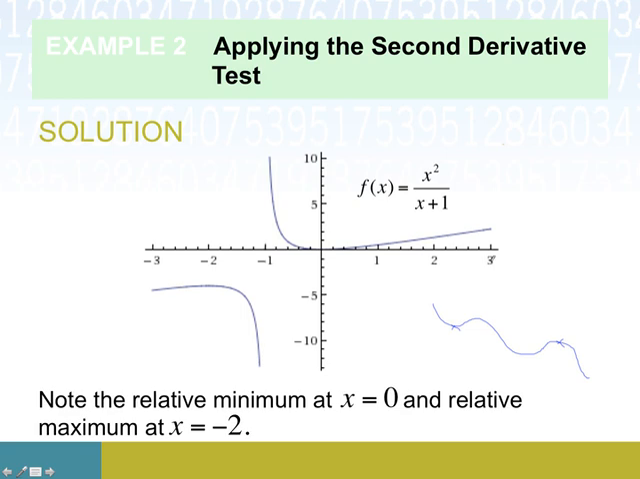That's it for this video. We'll be back in the next one for one final example to look at concavity in a function.